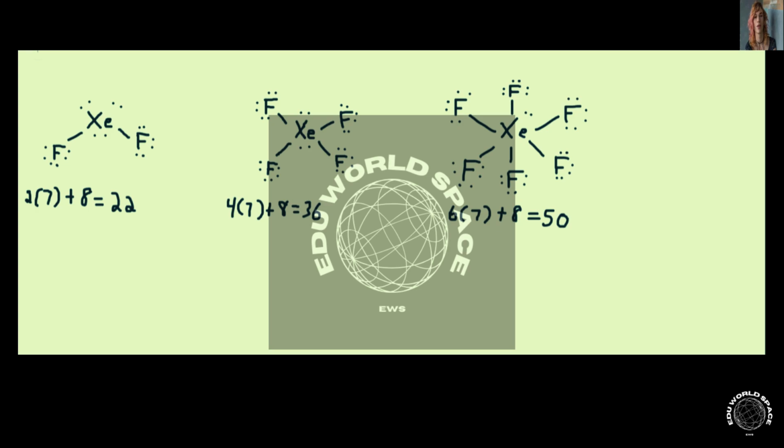Hey guys, we're doing problem number 96 of chapter 9 in Chemistry: The Central Science. So they want us to predict the electron domain geometry around the central atom in xenon difluoride, xenon tetrafluoride, and xenon hexafluoride. So let's look at our molecular geometry rules.